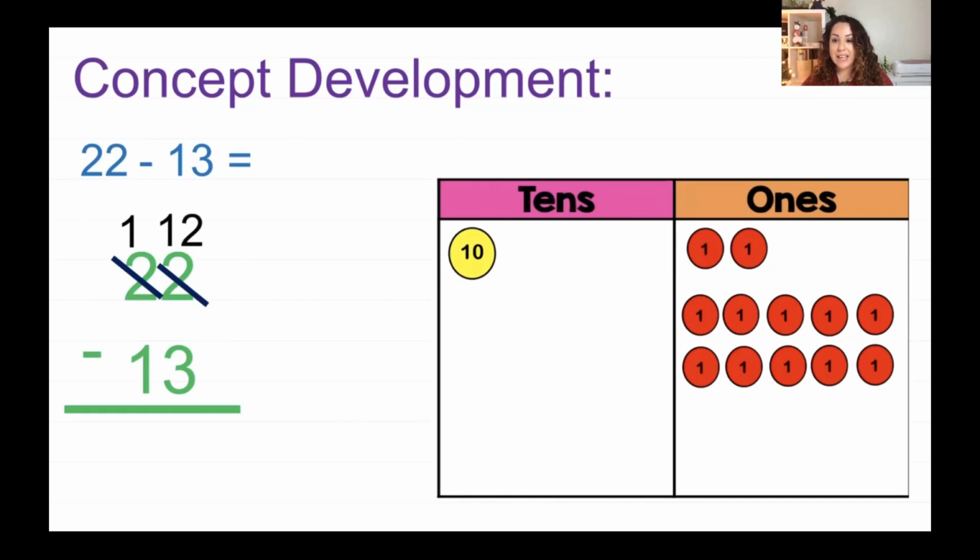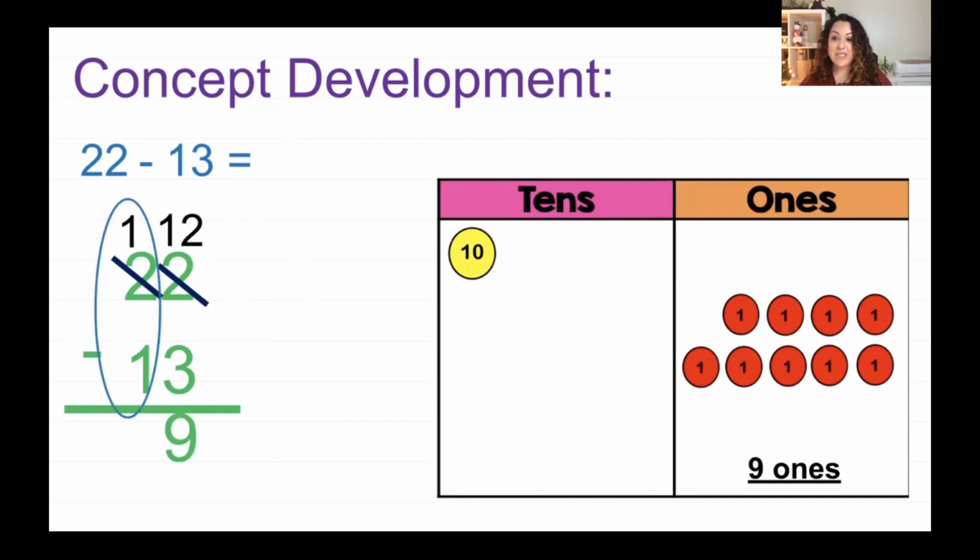So now I'm ready to subtract. This is what I see, so that's what I have now. So let's go ahead and look at my ones. Now I'm ready to subtract. So I have 12 ones and I'm going to take away 3. So let's go ahead and take away 3. And there they go. So what do I have left? I have 9 ones left.